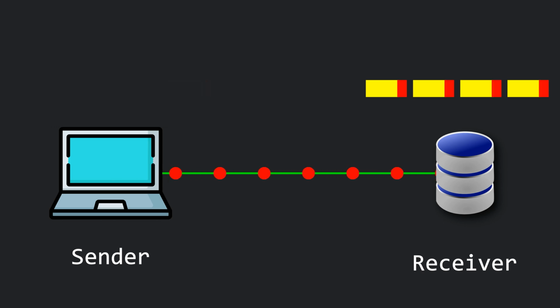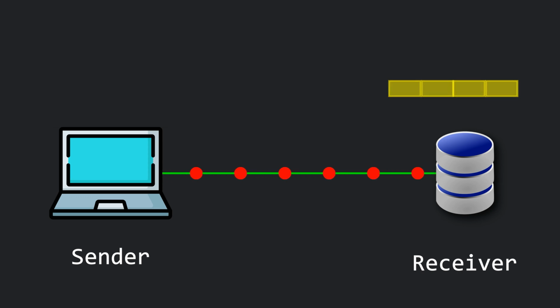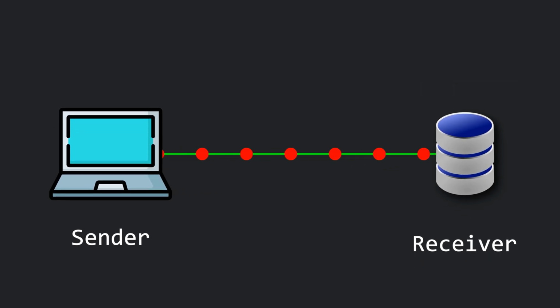And once all the packets are received, the TCP protocol ensures that they are arranged in correct order and any errors are corrected before delivering the final data to the application. Once the data transmission is complete, the connection needs to be properly closed.